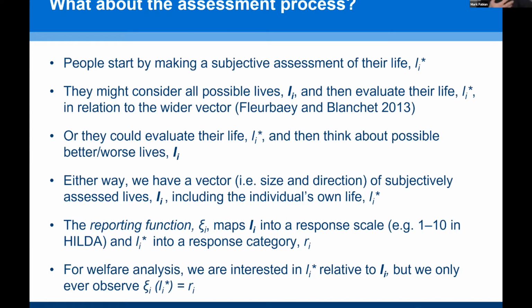So in the HILDA case, the 1 to 10 scale, and it maps their own life, Li star, into a response category. So we'll designate that R. Now for welfare analysis, I think we are interested in Li star relative to the other lives in that vector, but all we ever observe is R. And I think this raises a lot of interesting quandaries for empirical research, and particularly for welfare analysis on the basis of that empirical research.